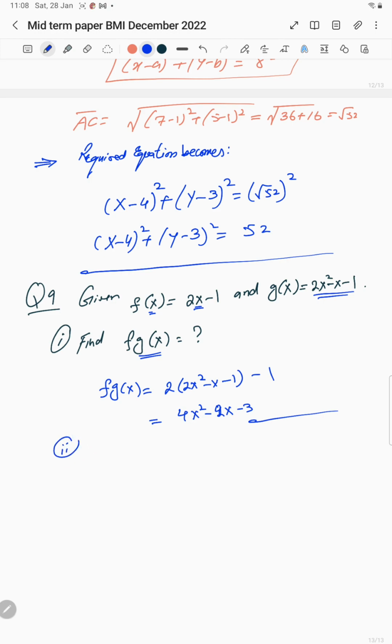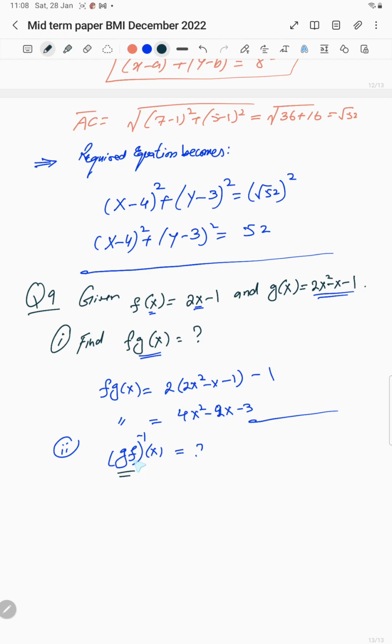In the second part, we have to find the inverse function gf inverse of x. Meaning this answer of part 1, we have to get the inverse of this. So we need to solve it by the completing square method. This is gf, not this part 1. This was fg of x, this is gf of x.